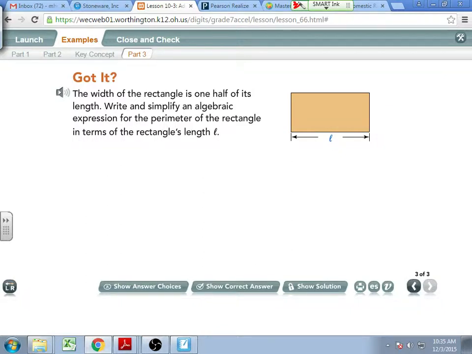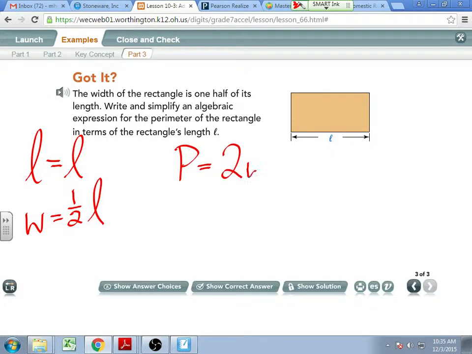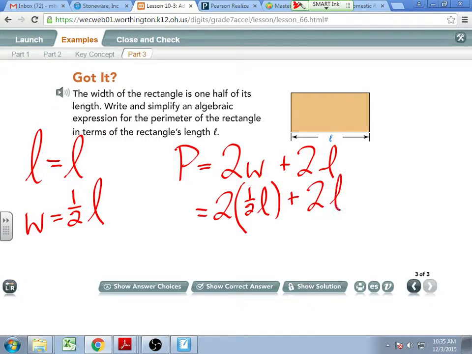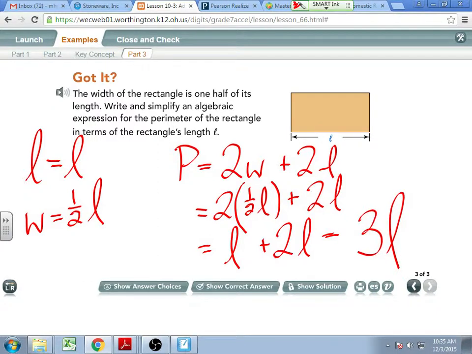If it tells you that the width is half the length, this is actually pretty much identical to my gardens. If the width is half the length, now I know the length is just the length, and the width is half the length. But now when I set up my formula for perimeter, 2W plus 2L, well, 2 times half of L, what's 2 times a half? Or half of 2. That's just 1. So we get 1L plus 2 more L's, and this perimeter becomes 3L.